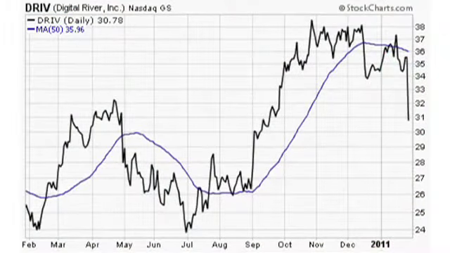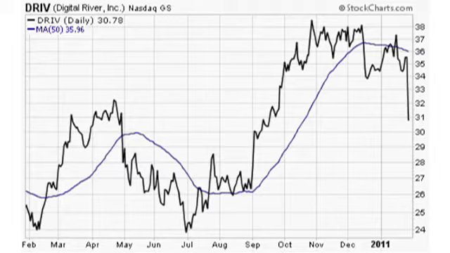You can see it didn't take long for Digital River to break down. It kissed that 50-day moving average line from below, and it was only a matter of days before we had that second spike lower. Now take a look at that second spike lower. Notice how similar it is to the first spike. It's usually what happens. You get one big spike down on bad news, you get a little bit of a recovery, and you get a second big spike down, usually about the same size and usually news-driven.